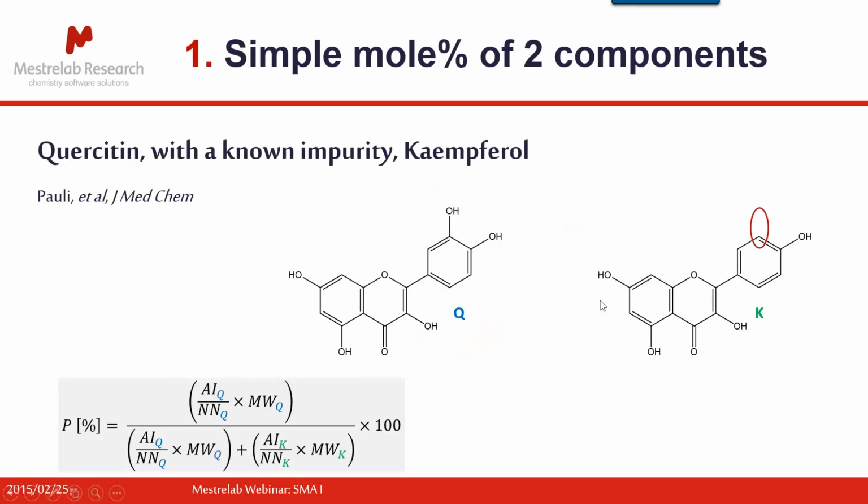So the first example is going to be this simple mole percentage of 2 components. If you buy quercetin, it comes with a known impurity, kaempferol, this des-hydroxy material over here. And the way in which you determine the purity of the quercetin is to say, well, it's this here, which is the mass, if you like, of quercetin divided by the mass of the 2 of them times 100. So mole ratio, that's simple. Let's have a look how it works.